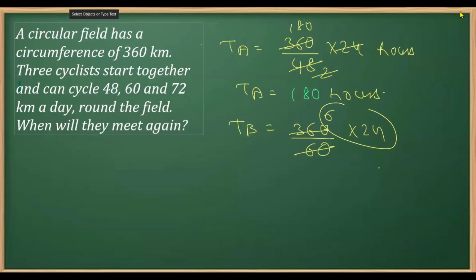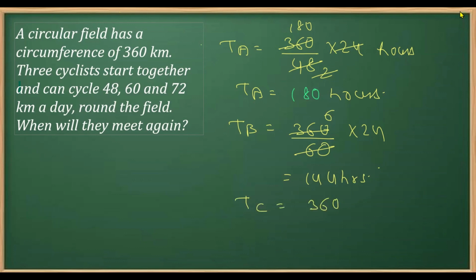So 24 into 6. 24 into 6 is how much? 144. So this is 144 in hours. And similarly, if I take the time taken by the third one, say TC, to complete one revolution, it is 360 divided by 72. As you know, the journey of one complete circle is 360 kilometers and covering 72 kilometers per day. It will take how many days to travel?